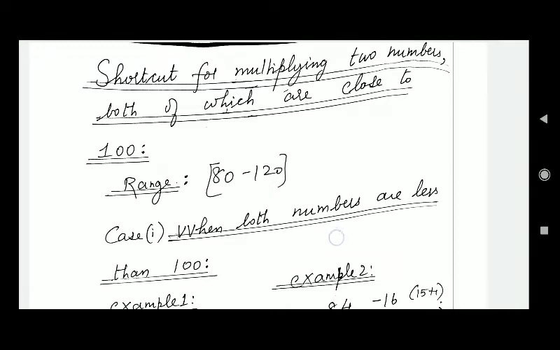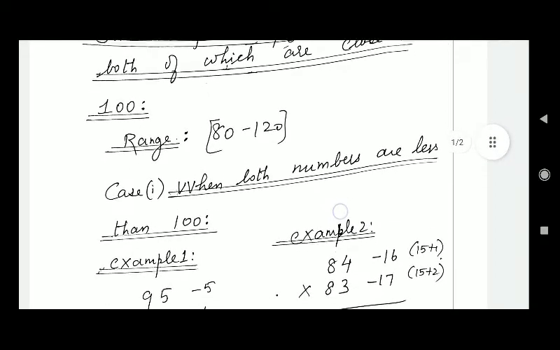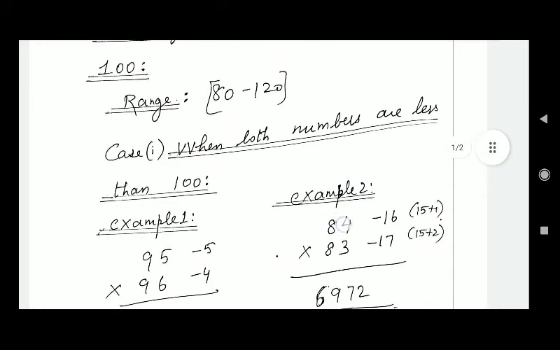Today we are going to discuss the shortcut for multiplying two numbers, both of which are close to 100. When we say close to 100, let us fix some range. Let us fix the range to be 80 to 120. Case 1: when both the numbers are less than 100. Let us consider two examples.